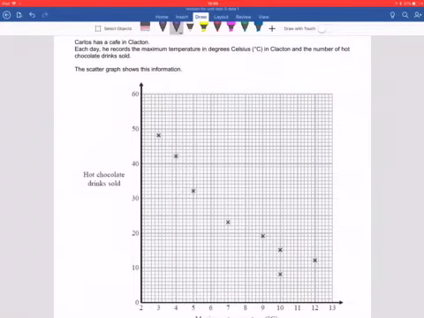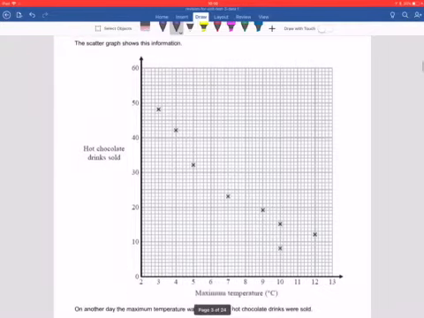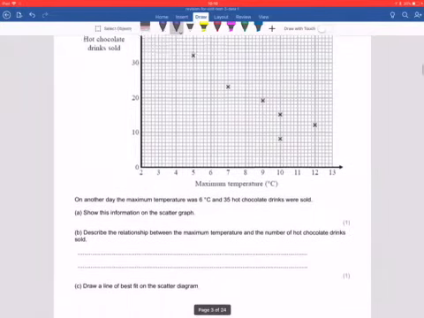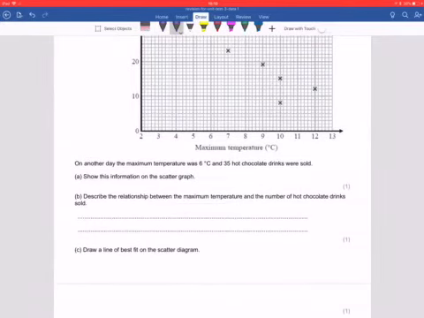Each day records the maximum temperature in degrees Celsius and the number of hot chocolate drinks sold. Well, thinking about it, in real life, they're going to put it in context. So I would expect in the winter, lots of people want hot chocolate. In the summer, they're going to want a nice iced slushy or something like that. So I would think it will go down as the temperature increases.